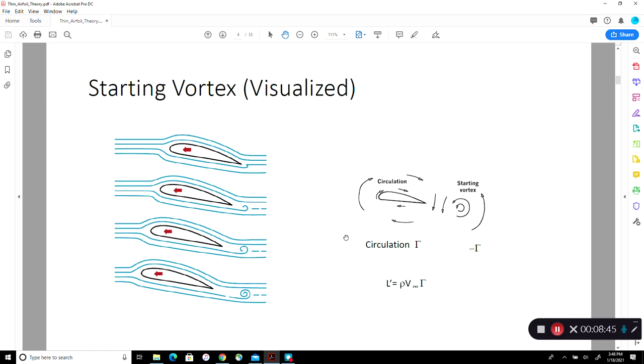So the picture that we could visualize is, this is the clockwise circulation surrounding the airfoil, gamma. We need to know what that strength of gamma is. We don't know yet. And then there is a starting vortex in the counterclockwise direction in the wake. So according to the Kutta-Joukowsky theorem, which we saw earlier, L prime is rho v infinity times gamma. We developed this for a lifting cylinder, but it works also for any situation where you have a vorticity over a lifting two-dimensional object, such as an airfoil.